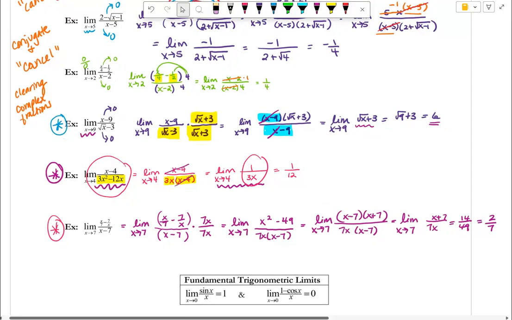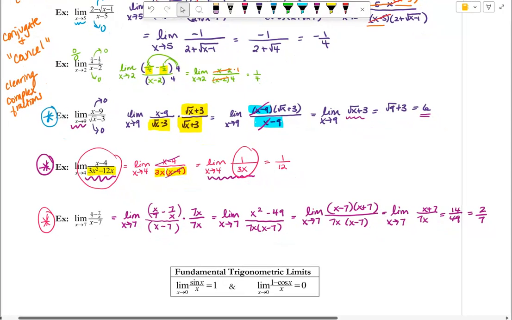All right, finally, that last example was clearing a complex fraction. So again, we said the most efficient way to do this is to multiply the top and bottom, the numerator and denominator of our big fraction, quote unquote, by the least common multiple of those little denominators. So the least common multiple of 7 and x is 7x. And when we distribute that to the top, we get 7x squared over 7, which just becomes x squared. And we get 49x divided by x, which becomes 49.